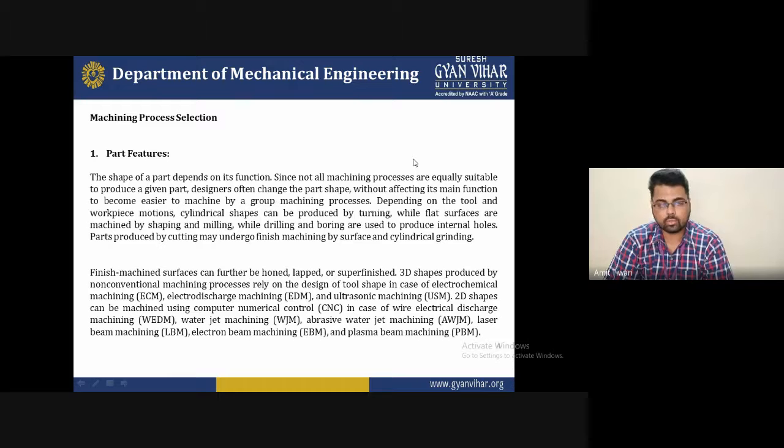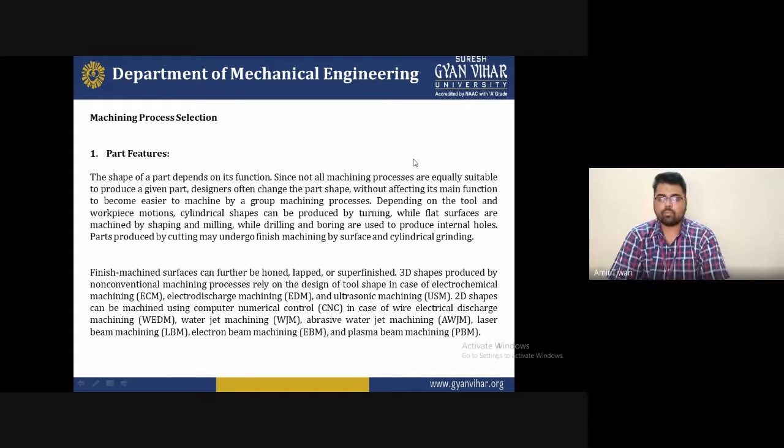In the case of electrochemical machining, ECM, electro discharge machining, EDM, and ultrasonic machining, USM, 2D shapes can be machined under computer numerical control, CNC, in the case of wire electrical discharge machining, WEDM, water jet machining, WJM, abrasive water jet machining, AWJM, laser beam machining, LBM, electron beam machining, EBM, and plasma beam machining, PBM.